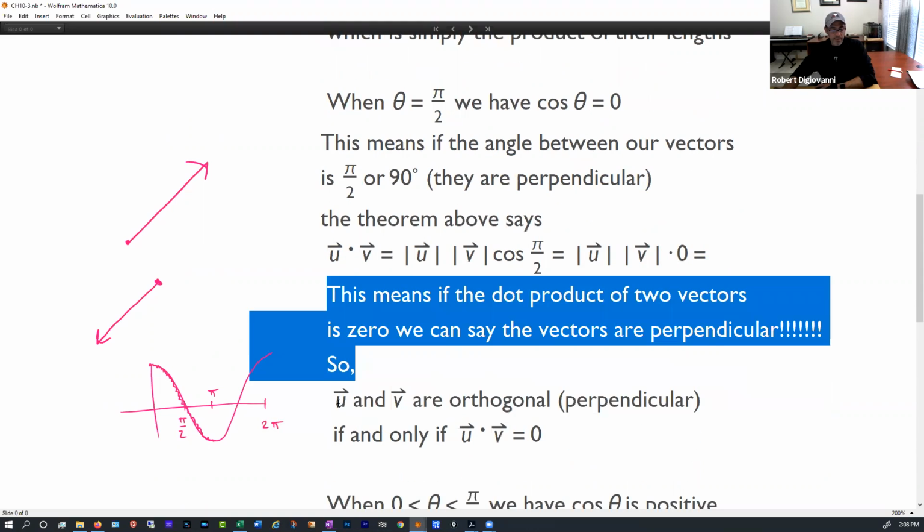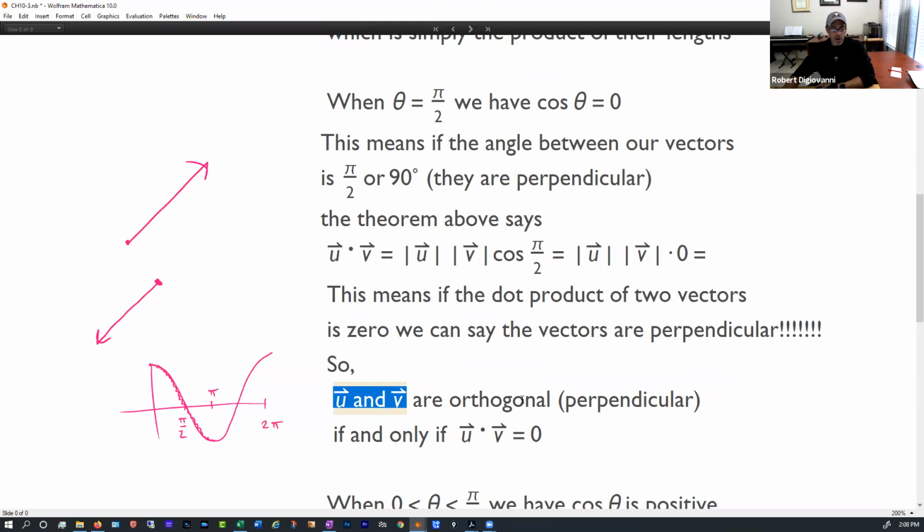Another way of saying that is to say u and v are orthogonal. That's another word for perpendicular. You'll hear me use that word more than perpendicular. U and v are orthogonal if and only if the dot product is 0. If and only if. That means if they're perpendicular, the dot product is 0. If the dot product is 0, they're perpendicular. It goes both ways. So it's like the ultimate result.